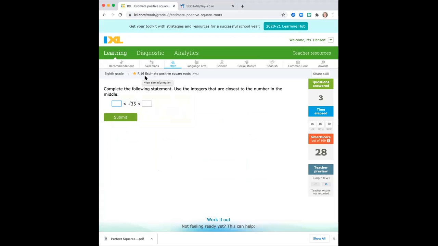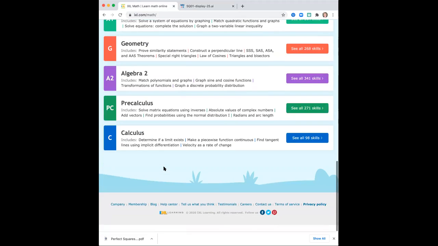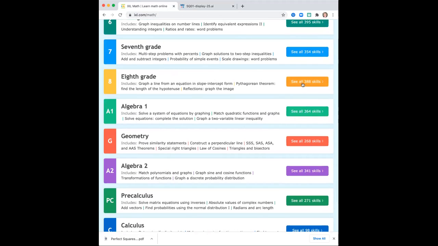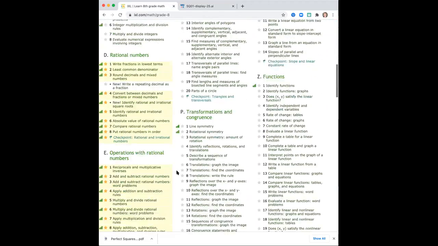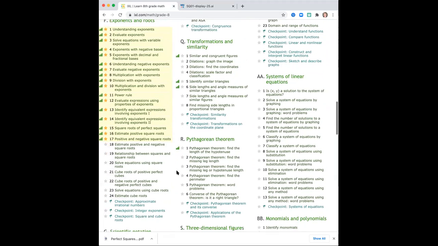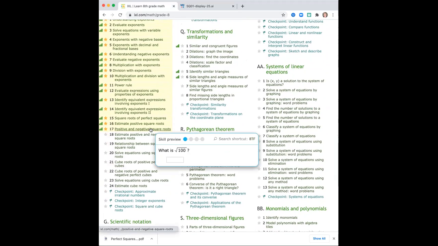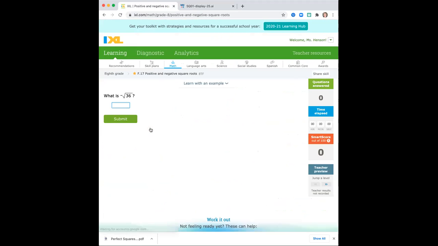16, estimating square roots. We're going to go back to, so I went all the way back to 8th grade. Let's go to 8th grade. We're going to do the second part. This one is very similar to what we were just doing. We're going to do positive and negative square roots. And this one actually is even a little bit easier because they're only using perfect squares.